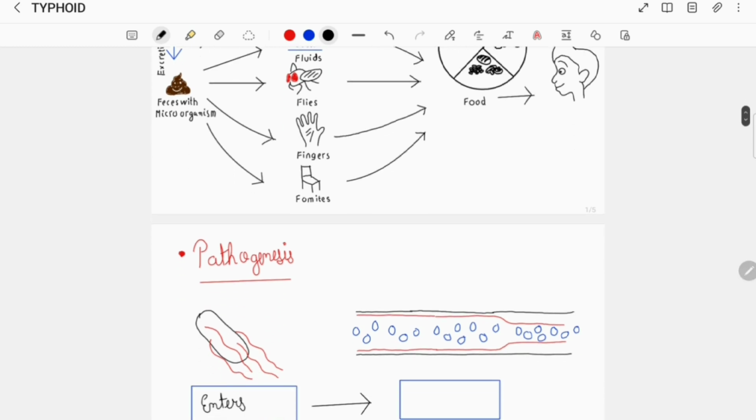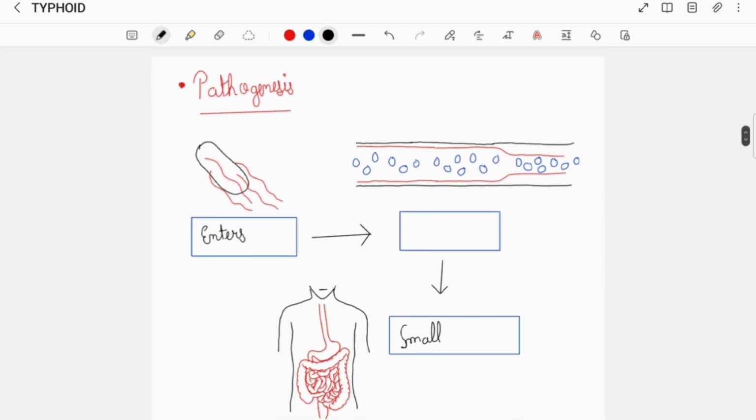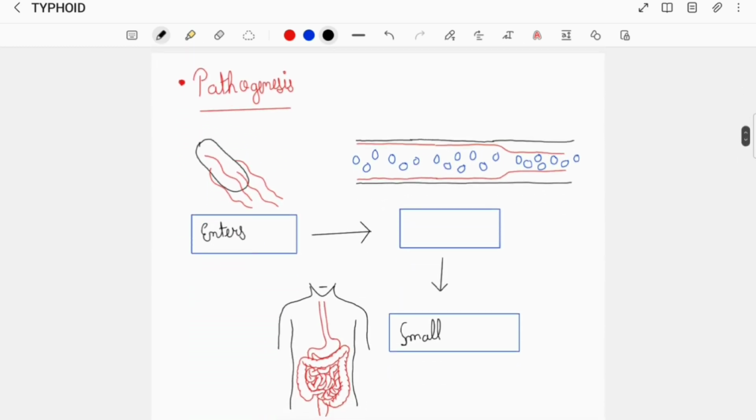The second question which arises is what does this microorganism do? Or in other words, what is the pathogenesis of typhoid fever? Once this microorganism enters the body of an individual, it causes a significant bacteremia. After a few days of bacteremia, this microorganism localizes usually in the small intestine of an individual, resulting in the typical lesions in the Peyer's patches of the small intestine.